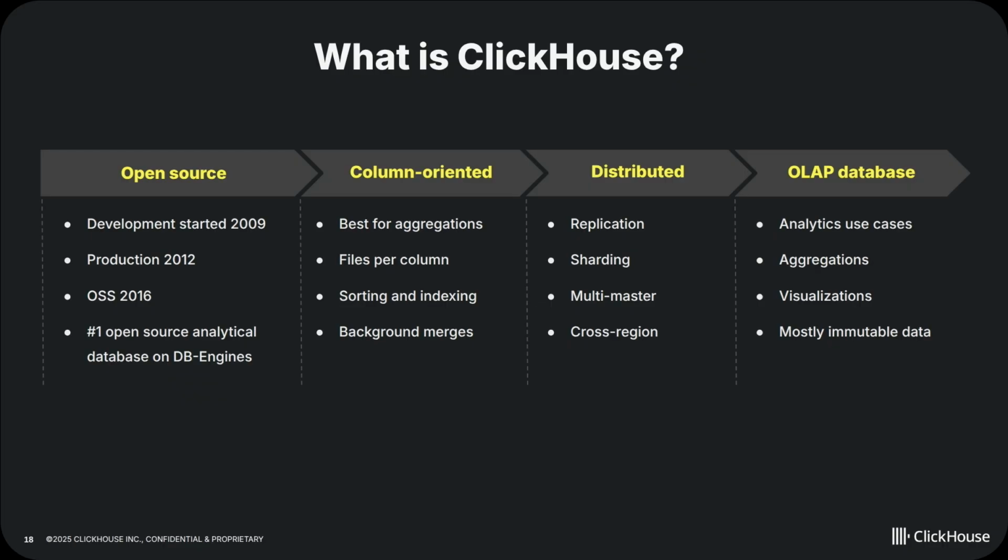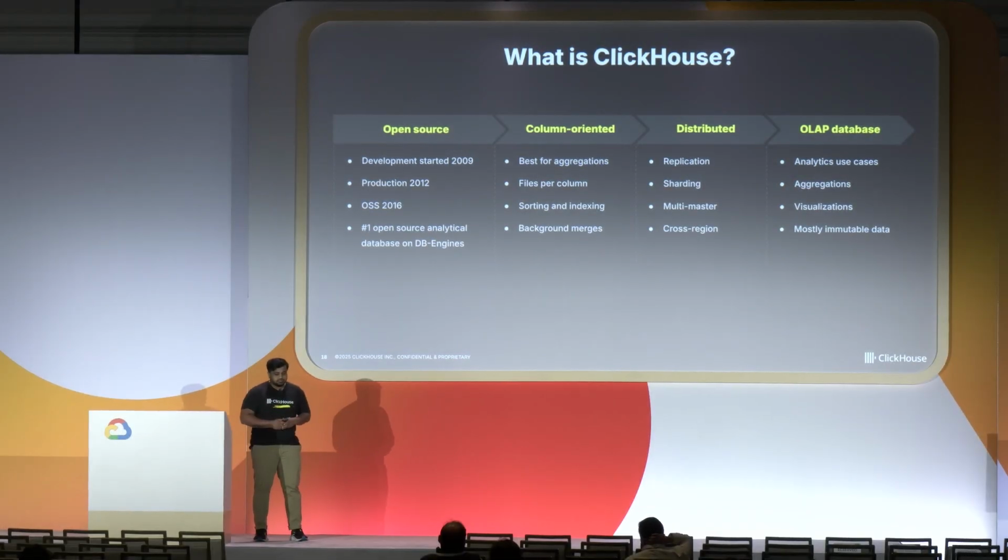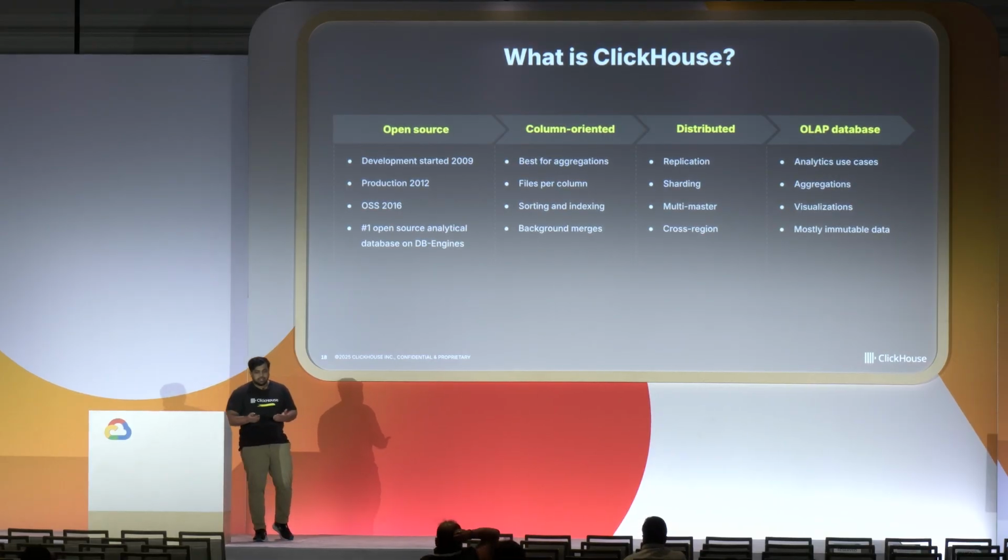So before we get into that, what is ClickHouse? ClickHouse is an open source OLAP database. It uses column-oriented storage for efficient performance. It has a wide variety of use cases, beginning with real-time analytics, but also warehousing, observability, etc.